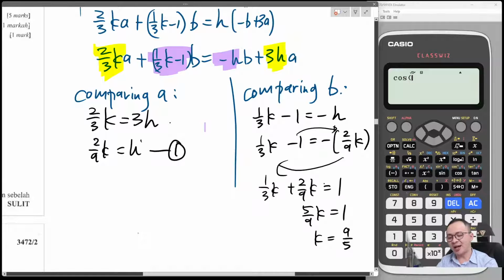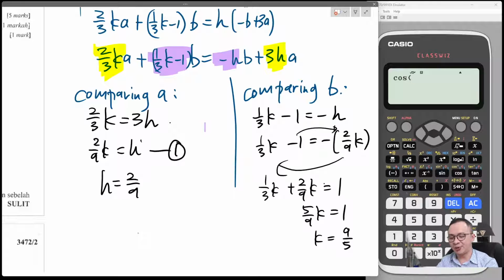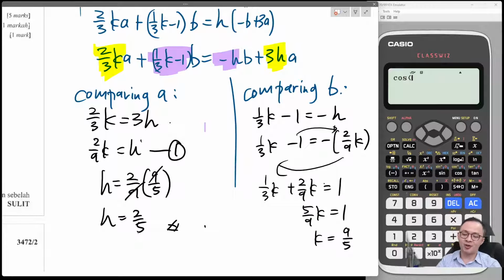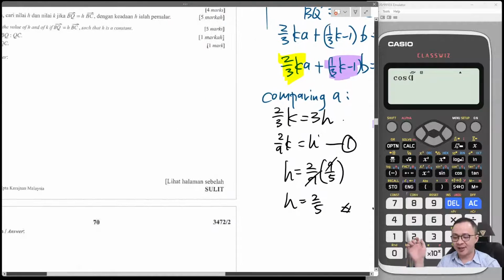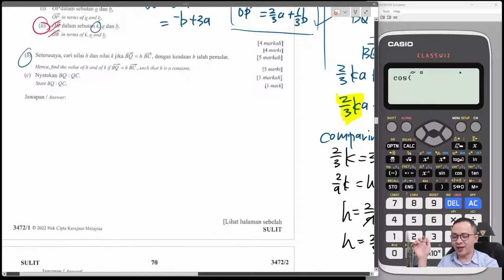If k equals to 9 over 5, I can find h. 2 over 9 multiply 9 over 5, my h will be 2 over 5. Done. So this is the comparing method. The rest I'm doing here is basically algebra, it's not something very difficult. Then last but not least, they ask you to find the ratio.